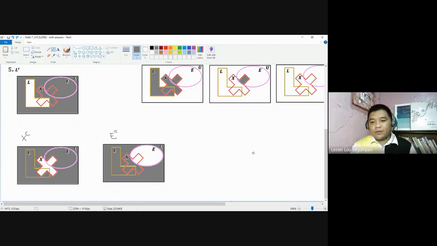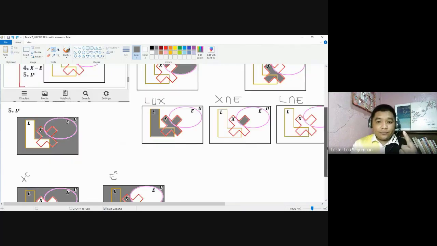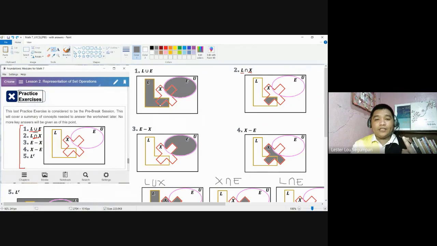If we're going to summarize all of these four operations, the union of set talks about the combination of all sets. In short, shade all parts of both sets. Number two, intersection. We have this region here. Okay, this is the part which is common to both sets.